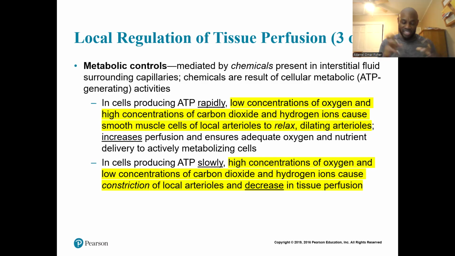Think about it, if that cell is generating ATP, it's requiring energy, oxygen levels are low, it needs more oxygen. Where does the oxygen come from? Blood. If the cell is not producing as much ATP, not using a lot of energy, the oxygen concentrations are high because it's not using up the oxygen to make ATP. Therefore, we don't need as much oxygen. We don't need as much blood flow. So less blood needs to go to those tissues.